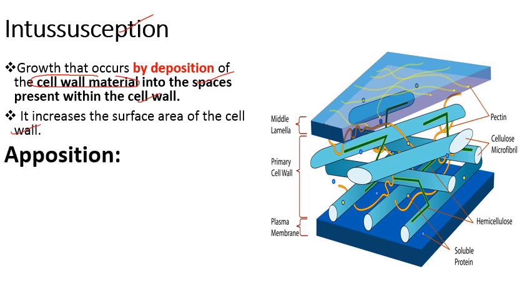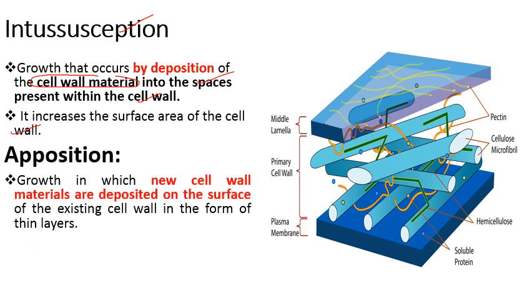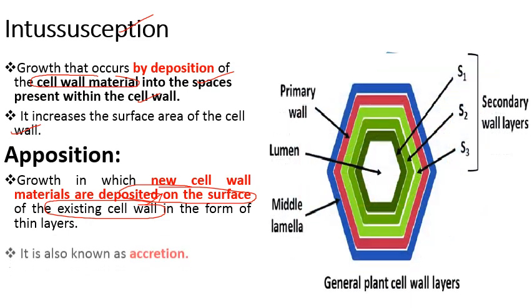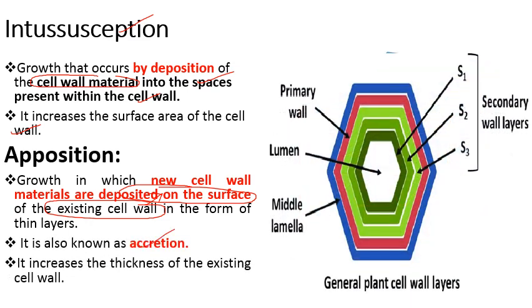Second comes apposition. It is the process by which the new cell wall material is deposited on the surface of existing cell wall. In this, on the surface of the already existing cell wall, another layer of cell wall material is deposited. This process is known as apposition. It is also known as accretion. It increases the thickness of the existing cell wall.